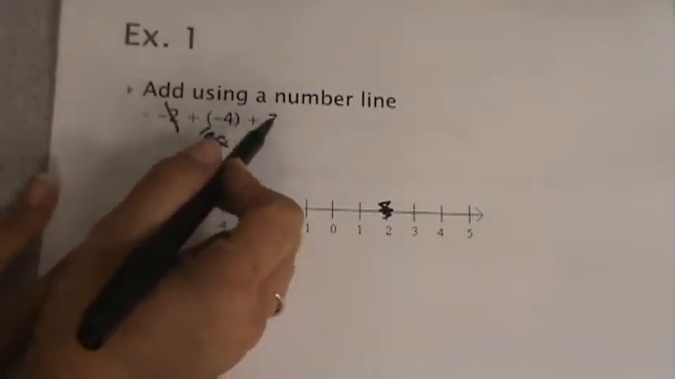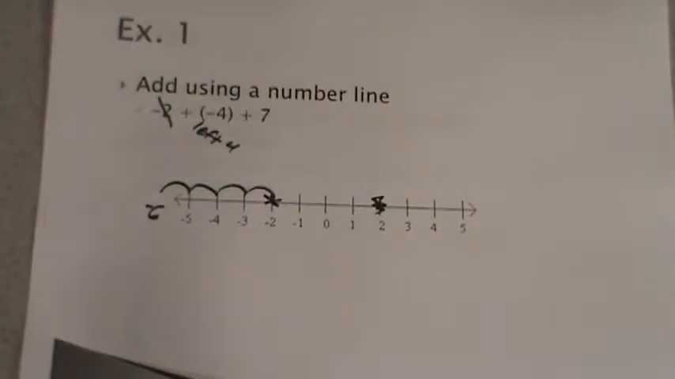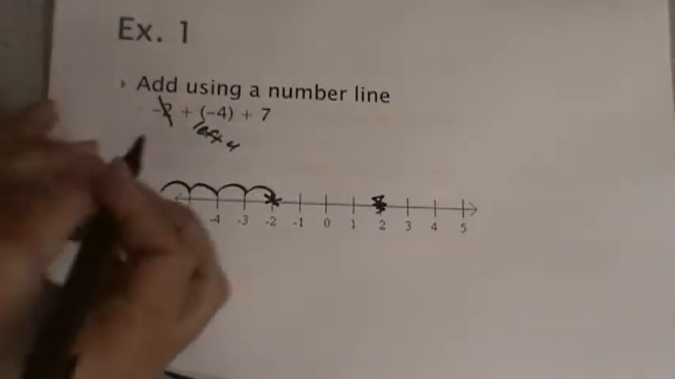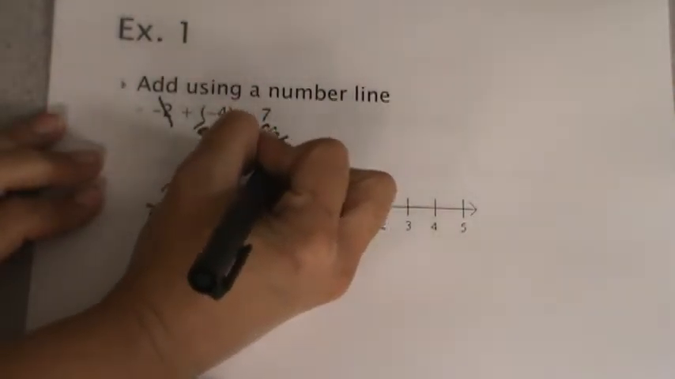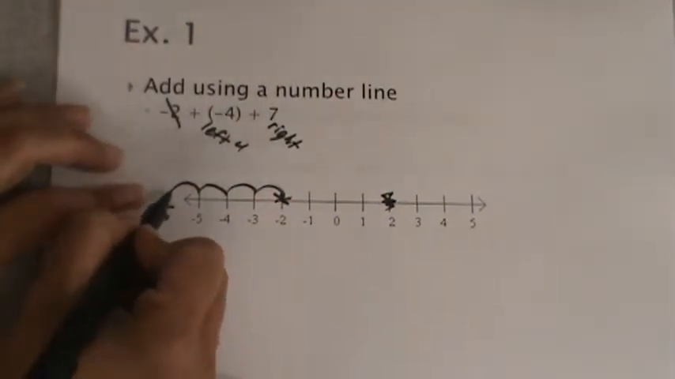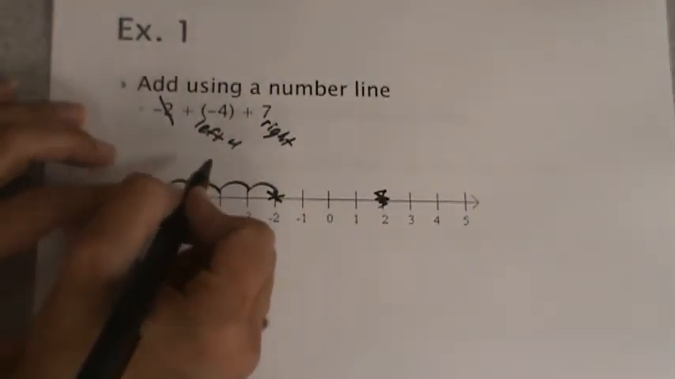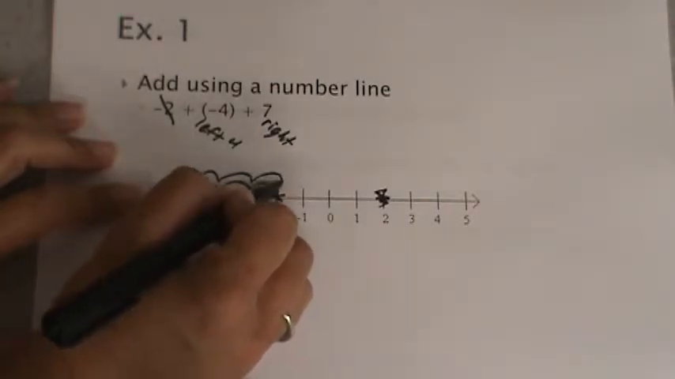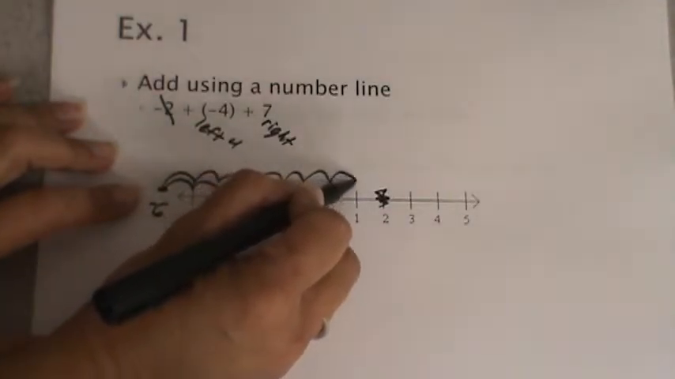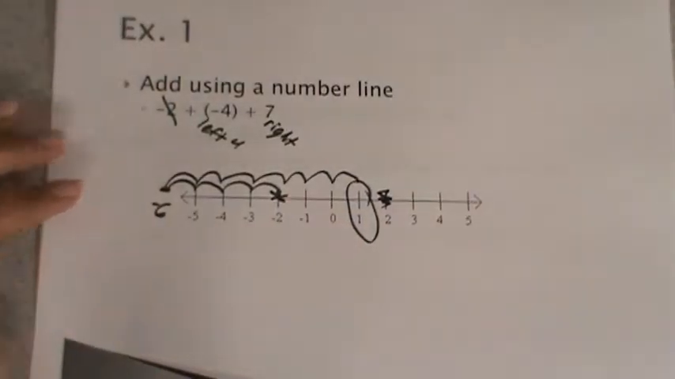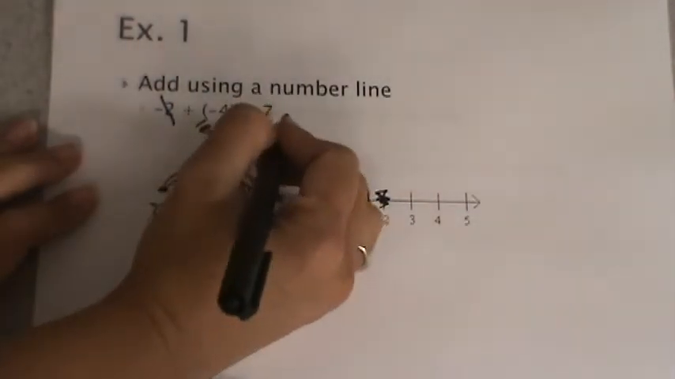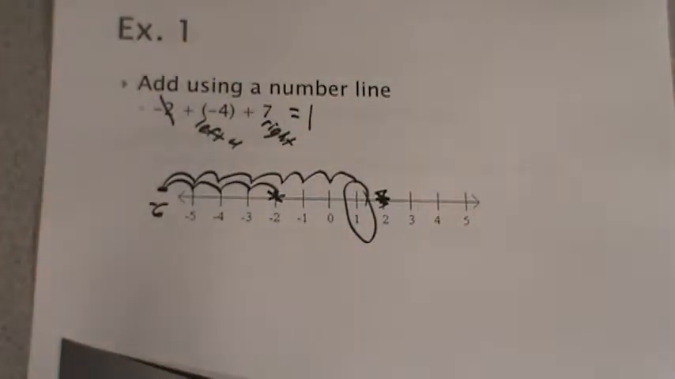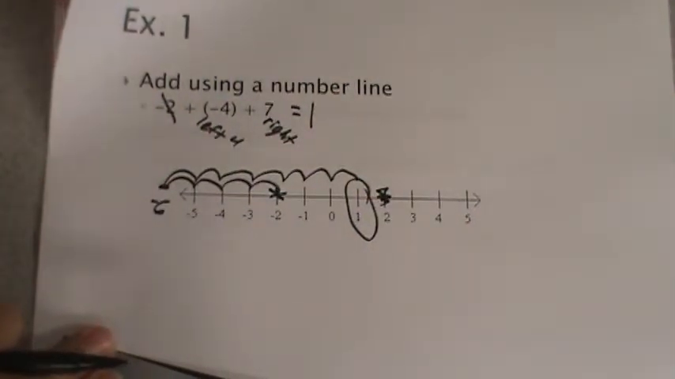And then our next number is a +7. If you remember, a positive means to go right. So from where I'm at here, I'm now going to go right 7. So 1, 2, 3, 4, 5, 6, 7. And that tells me my answer. So my answer to this problem is a +1. Now that's one way that you can be adding integers.